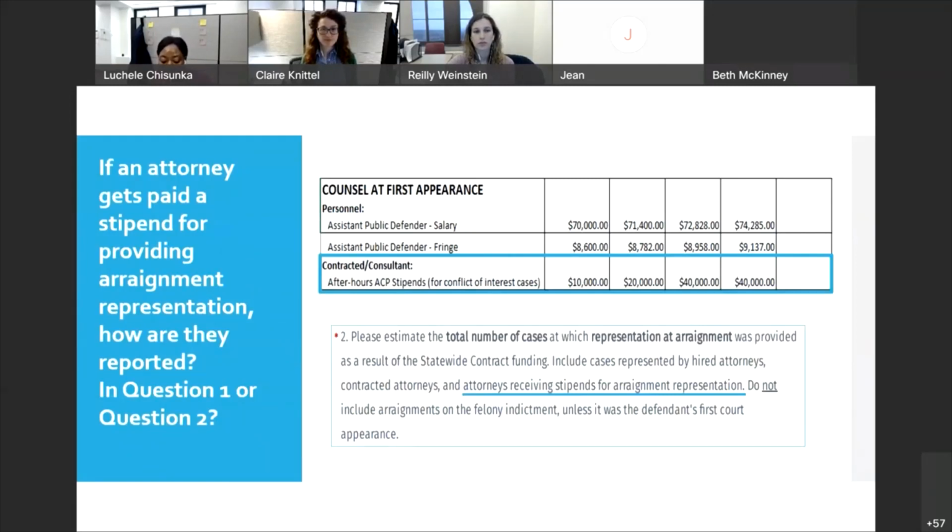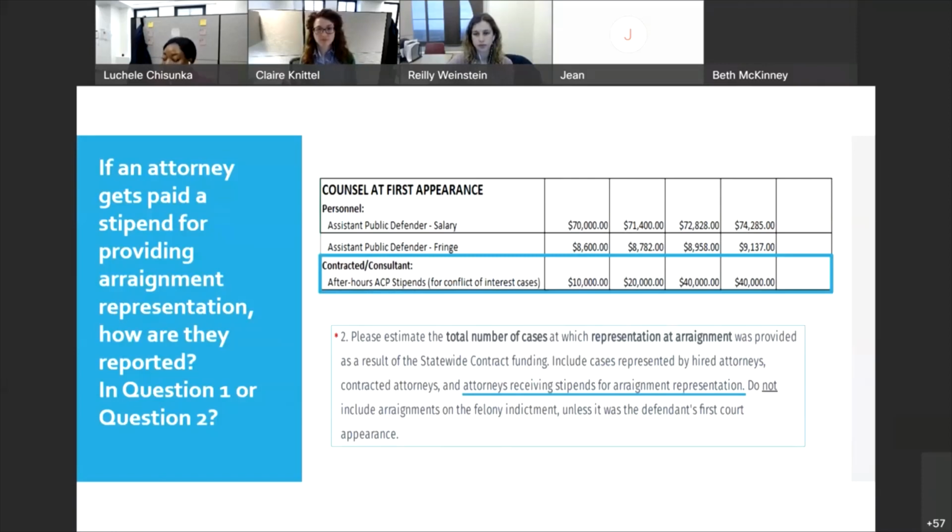If an attorney gets paid a stipend, the first thing that you would do is look at your budget to determine if their stipends are funded by statewide expansion. It might look like this on your budget. It might be under contract consultant and say after hours ACP stipends for conflict of interest cases. Since this position is in the budget for stipends, you would not report that position in question number 1.